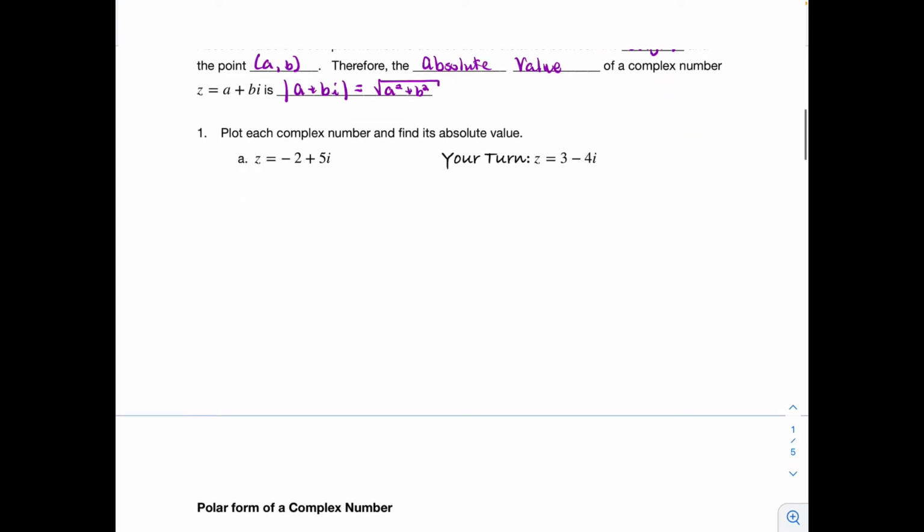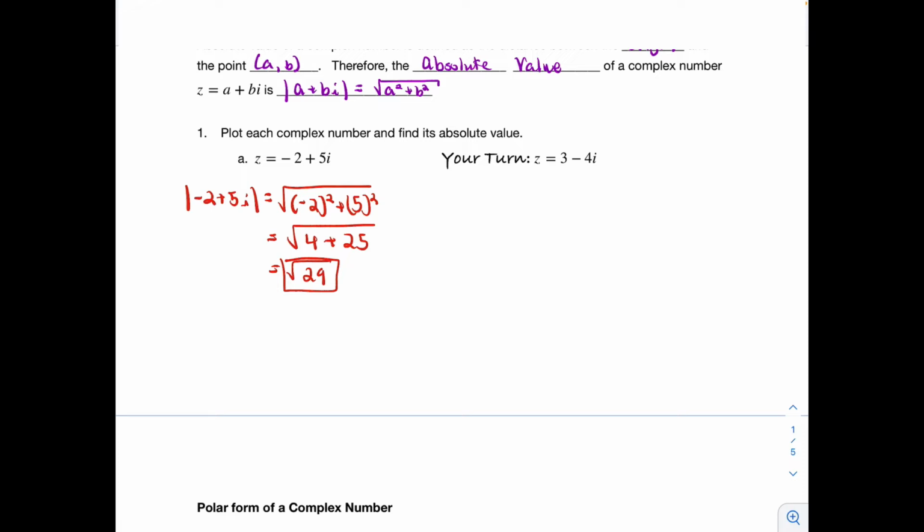All right, so here is another example. We're going to do this algebraically. I want to find the absolute value of negative 2 plus 5i. So that's going to be equal to the square root of negative 2 squared plus 5 squared. And that gives us 4 plus 25, which is 29. So our answer, the absolute value of this number, is the square root of 29.